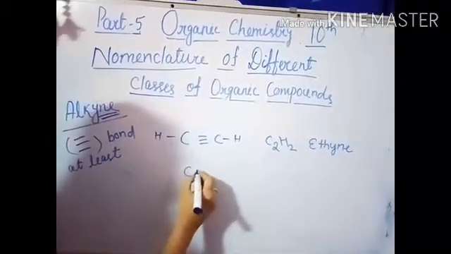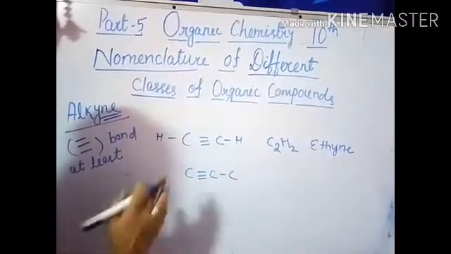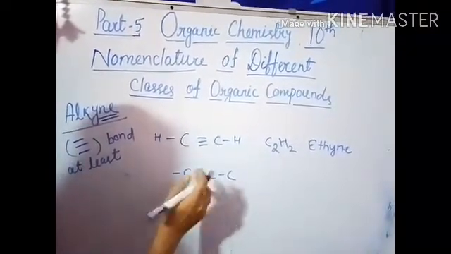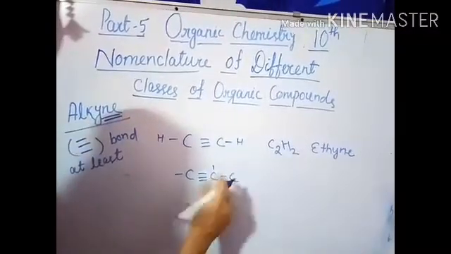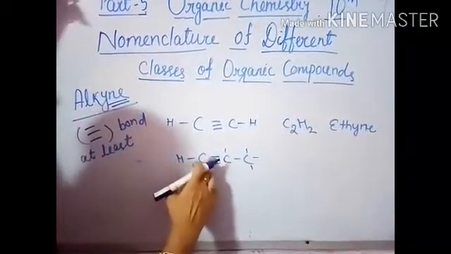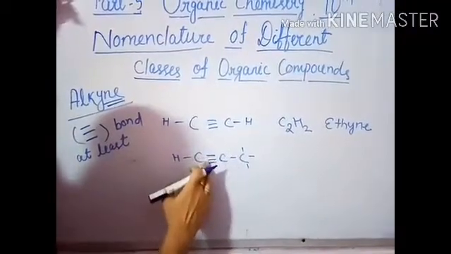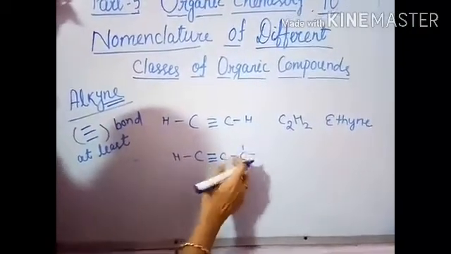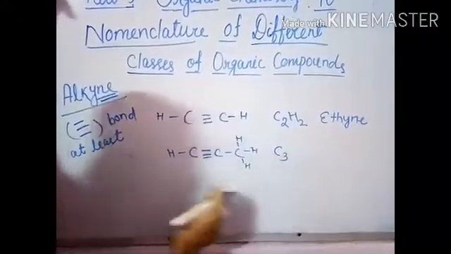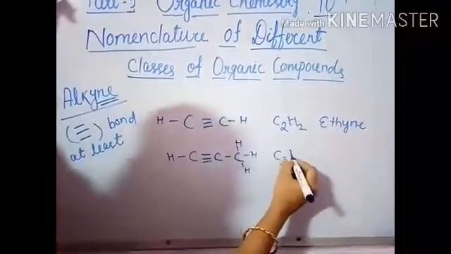Now take 3 carbon atoms. As I told, at least 1 triple bond, the others are single. So count this one, 1, 2, 3, you have to give 1. For this carbon atom, 1, 2, 3, you have to give 1. For this carbon atom, 1 is there, you have to give 3. So here you have to put 1. So 1, 2, 3, 4. For this 1, 2, 3, 4. Here no need. That is 1, 2, 3, 4. For this C, that is H, H, H. So how many C here? You are getting C3. H is 1, 2, 3, 4. That is C3H4.